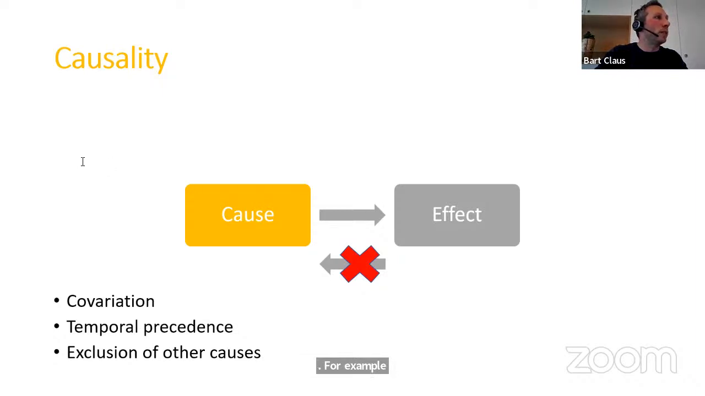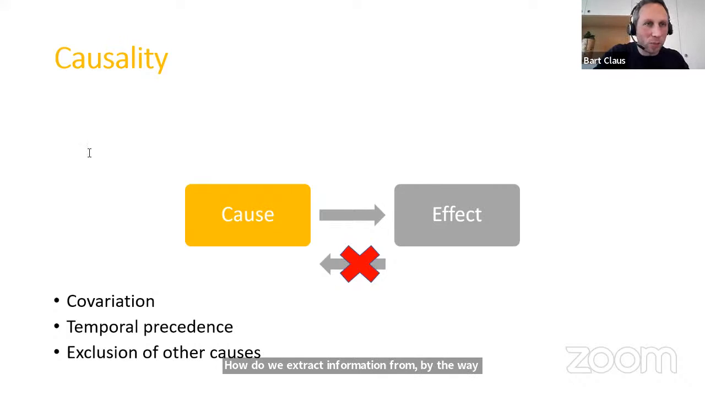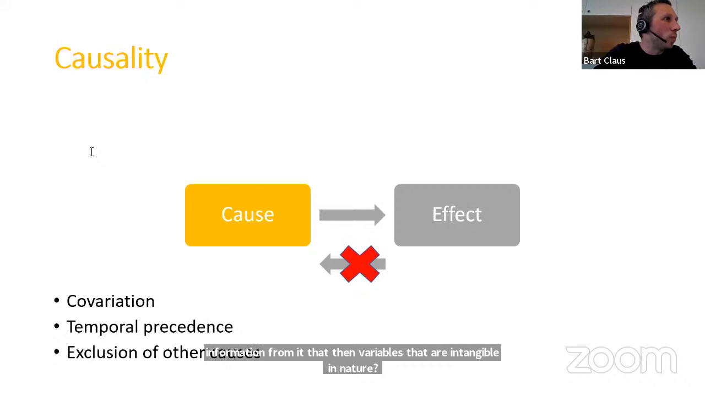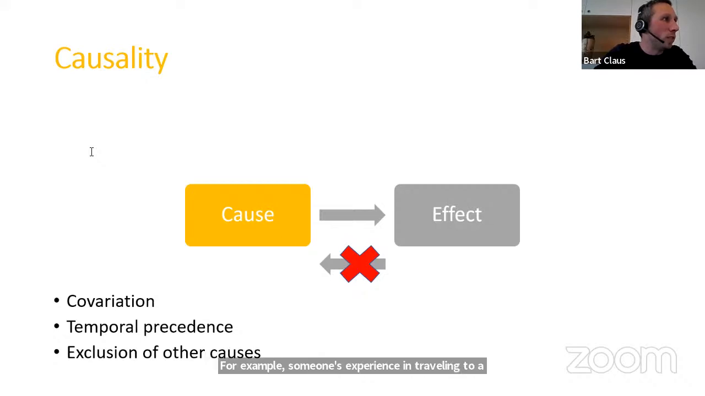How do we extract information from? By the way, I hope that these answers are somewhat satisfying. If I misunderstand the question or something like that, let me know, right? How do we extract information from independent variables that are intangible in nature? For example, someone's experience in traveling to a certain place and determine how appropriate it is. So I don't really understand the last part, but about the first part, yes, some things are extremely intangible, right?